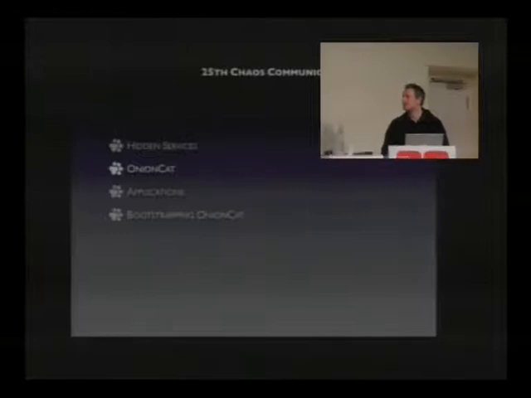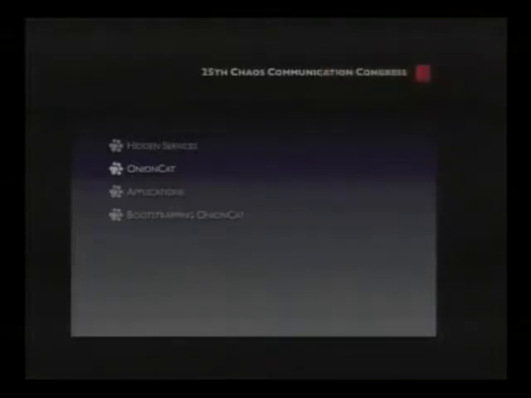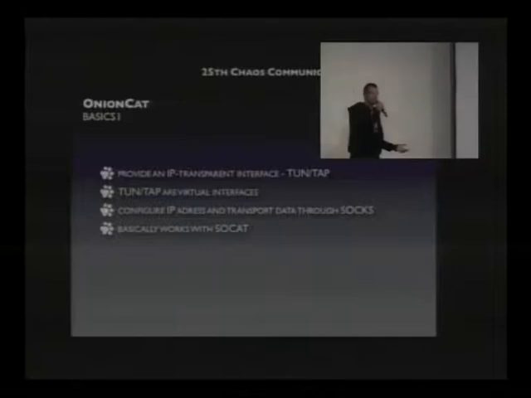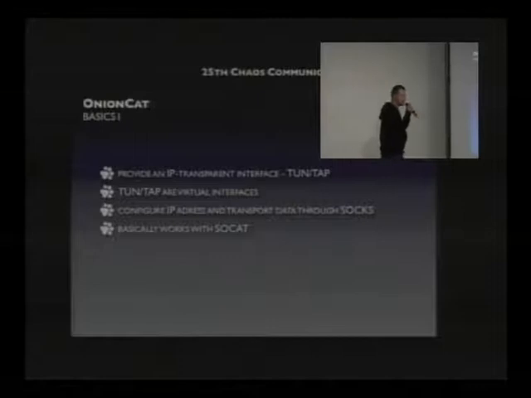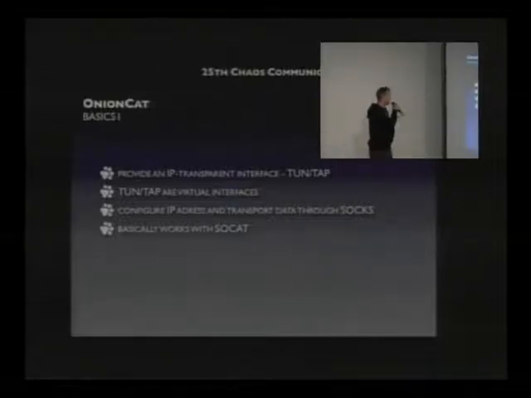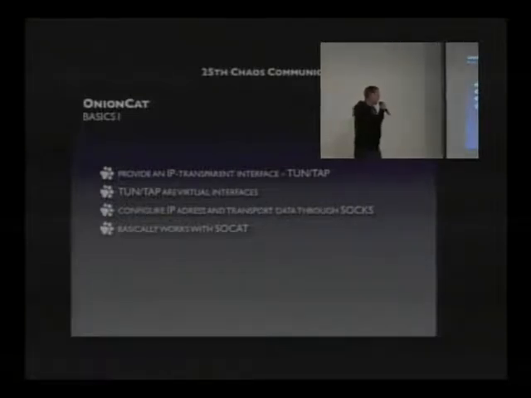Okay, now let's dig into details of what onioncat really does. So first, some basics. We'd like to provide an IP transparent interface, which SOCKS definitely is not. It's a TCP interface, so we'd like to have an IP transparent interface. And obviously there is the TUN/TAP driver available on more or less all operating systems, also on Windows, of course. The OpenVPN guys did a good job there.